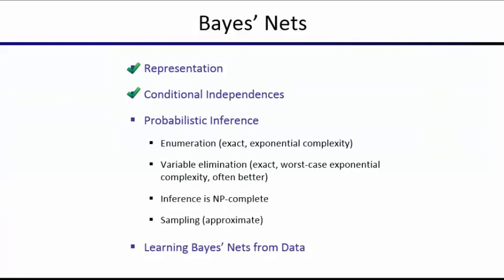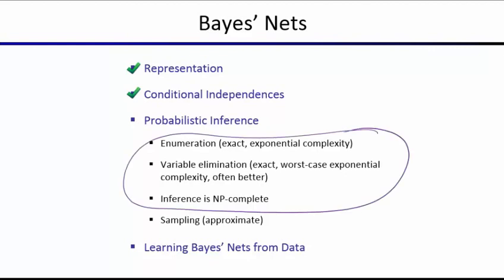All right, so what we've seen so far in BayesNets is how they can be used to represent distributions, and what the conditional independencies are that are encoded by the graph structure. Now we're going to look at probabilistic inference. Today we'll look at these topics here, and then on Tuesday we'll look at sampling.